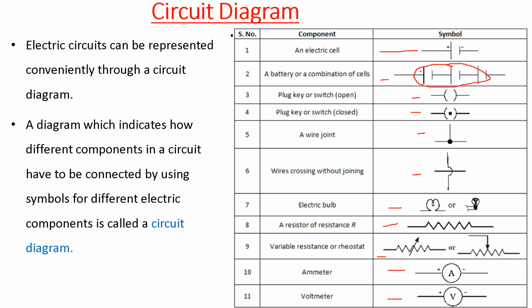Okay, here there is a definition of a circuit diagram. It's given that a diagram which indicates how different components of a circuit have to be connected, by using symbols of different electric components, is called a circuit diagram. Suppose an electrician wants to show the wiring of your house, then of course he would draw a circuit or some kind of drawing on paper, which will show how the different components, like fans, bulbs, tubelights, are connected. So that diagram which shows the connection of different components in a circuit is known as a circuit diagram.